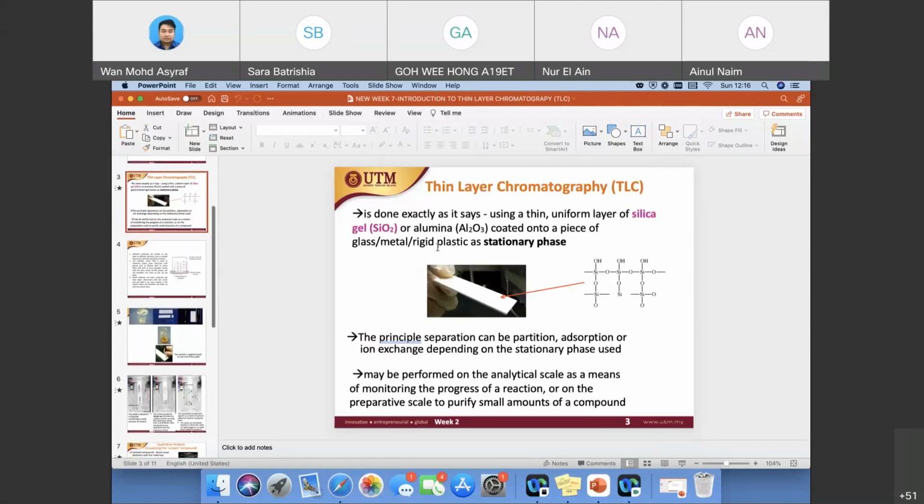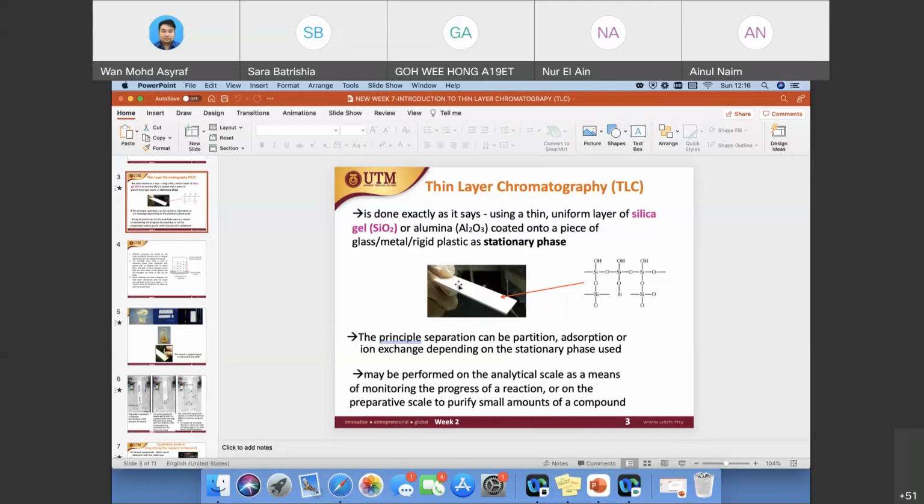Thin layer chromatography, basically it is done exactly as it says. You can imagine that it is a thin layer, like a piece of paper actually. But not lembik macam paper tu, tak, it is very sturdy but very thin. On top of the aluminium that supports the stationary phase, the stationary phase now is a uniform layer of silica.